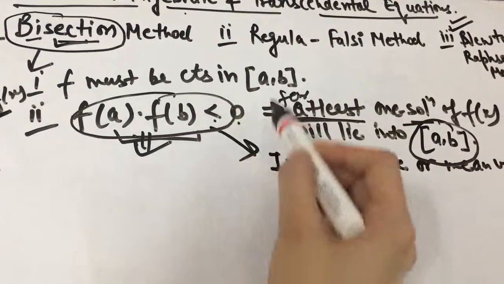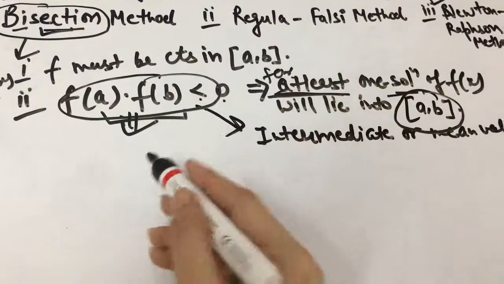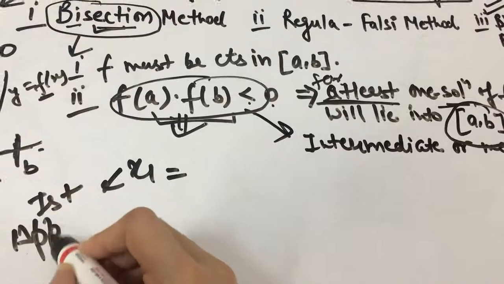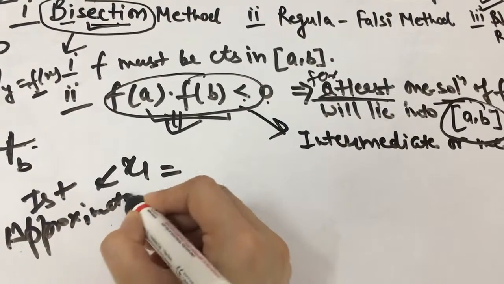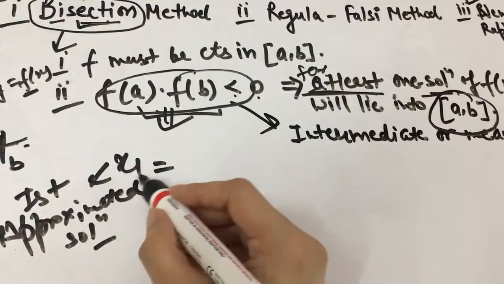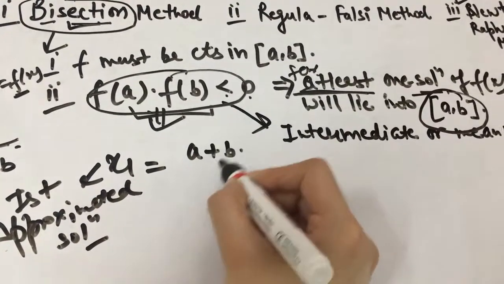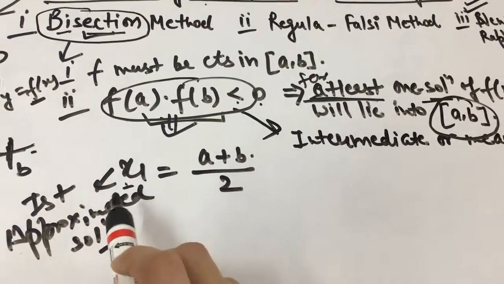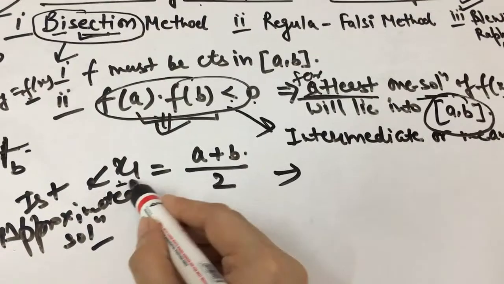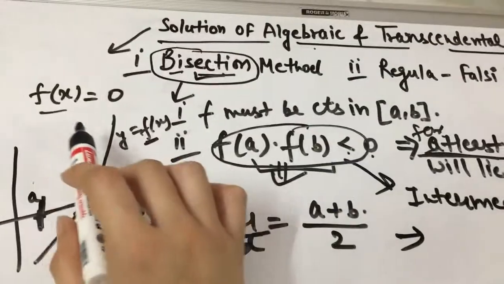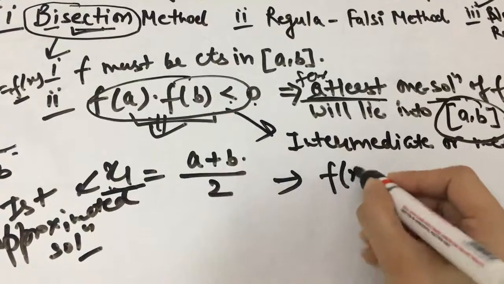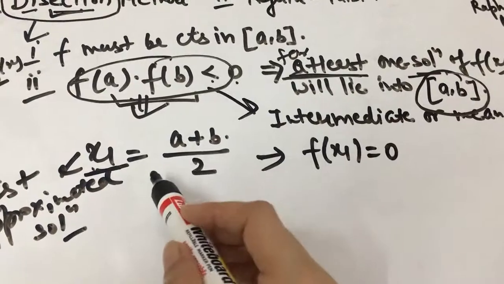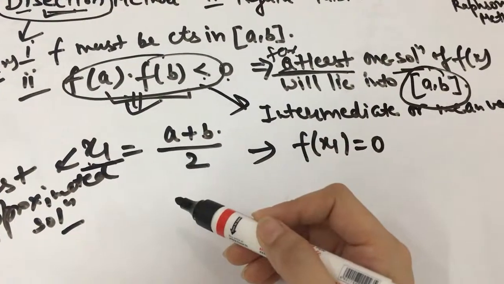Okay. So from this method, we will get our first approximated solution, and it is obtained by (a plus b) by 2. So this is our first approximated solution. As x1 is the solution of equation f(x), hence it will satisfy it. So this will be like f(x1) equal to 0. Now we need to find second approximated solution.